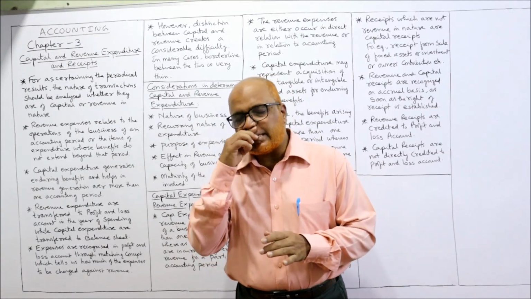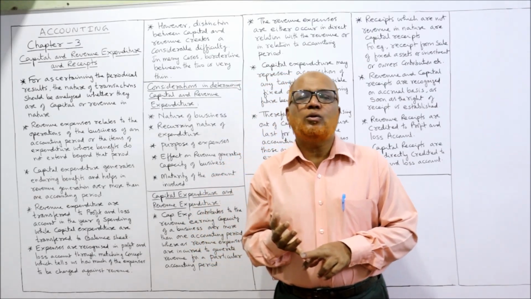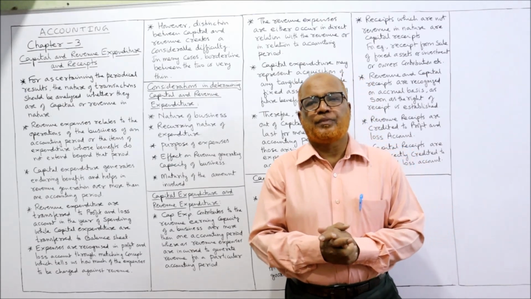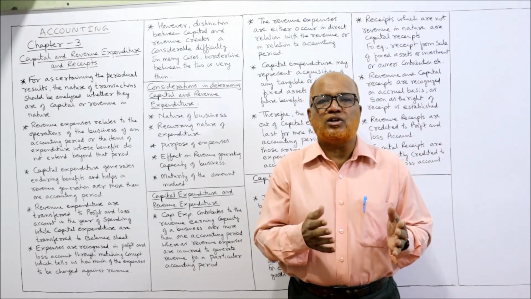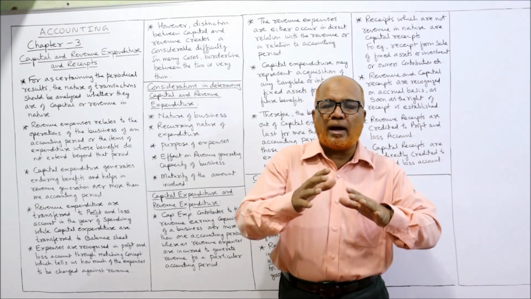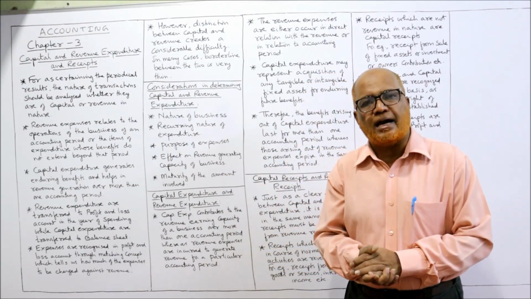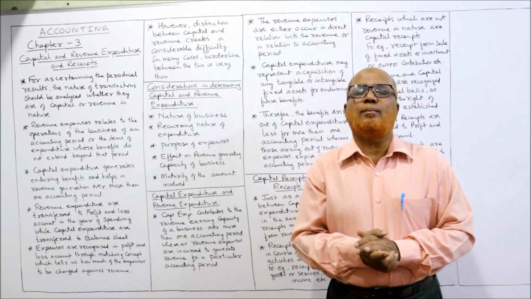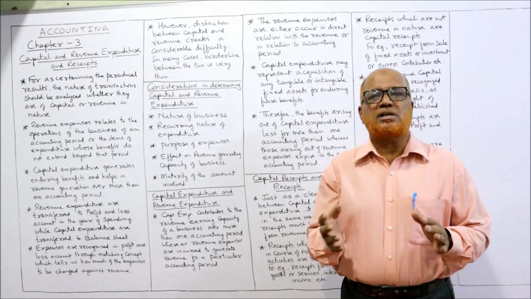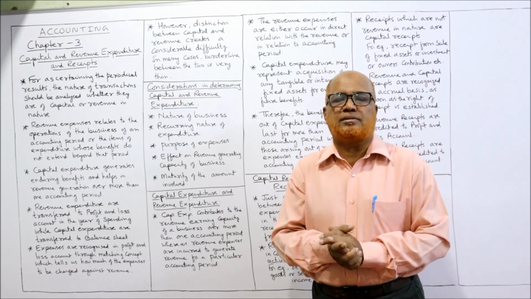So already 2 chapters I have completed. The first chapter regarding theoretical framework of accounting, where I have explained about the meaning of the term accounting, objectives, functions, users of accounting, how accounting is related with other disciplines, etc. Then second chapter, I have completed about accounting concepts, conventions and principles.